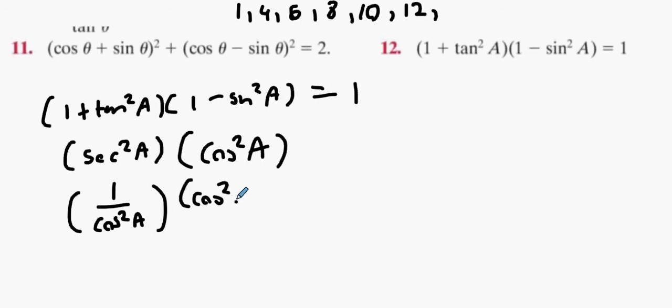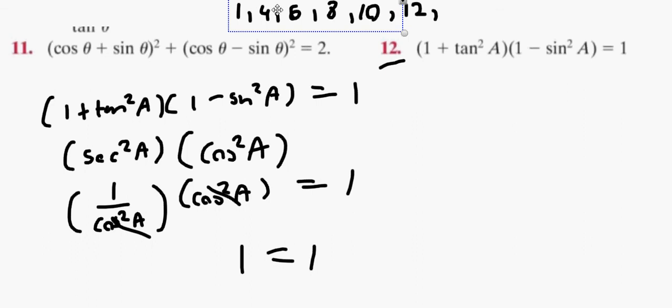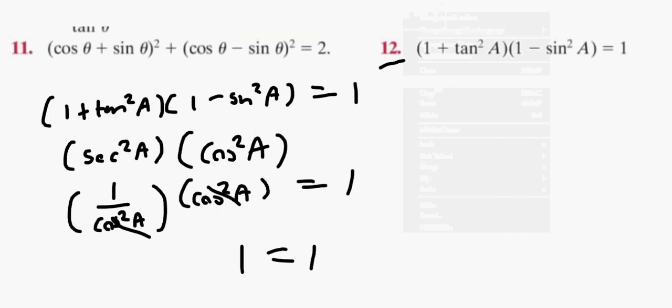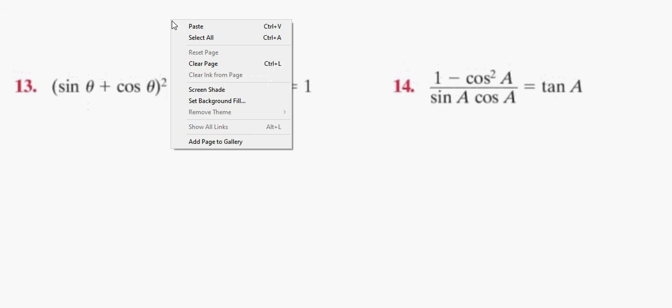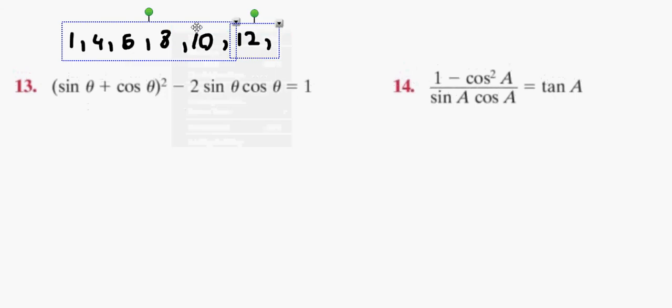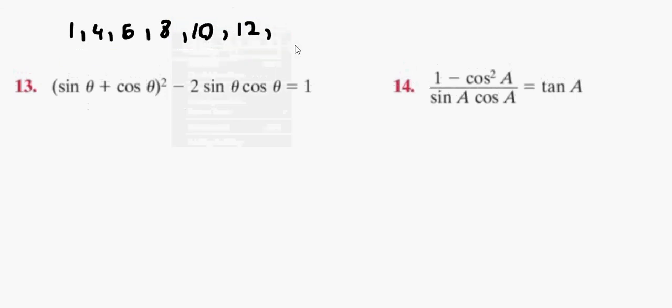And 1 over cos squared a divided by cos squared a, we know they're going to cancel. That's going to be 1 equals 1. So which one was I doing again? Question 12, yeah. Quite easy as well. They do take a while. I remember when I was first doing these a couple of years ago. You get used to them. Now, next one.